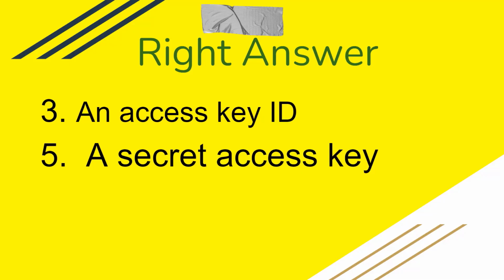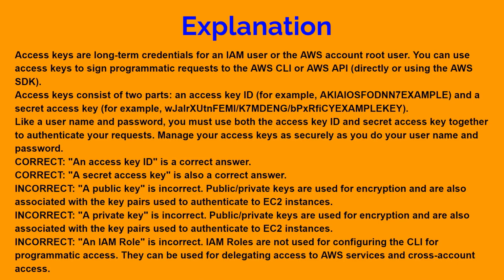Right answer is 3. An access key ID. 5. A secret access key. Explanation. Access keys are long-term credentials for an IAM user or the AWS account root user. You can use access keys to sign programmatic requests to the AWS CLI or AWS API, directly or using the AWS SDK.